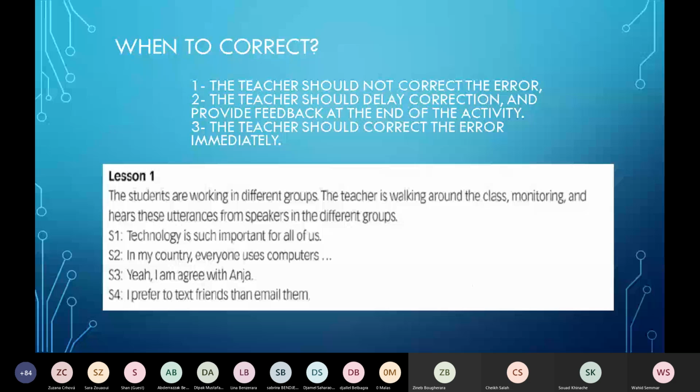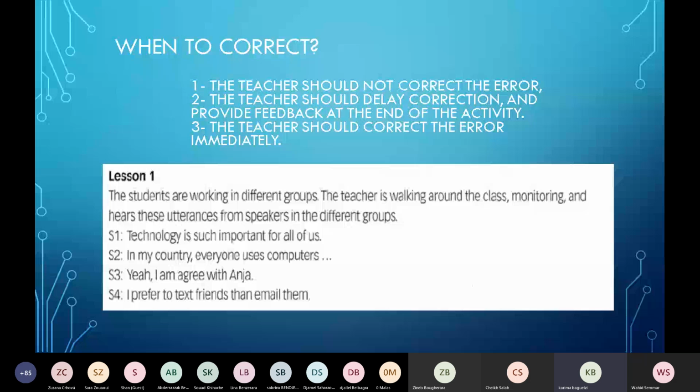Or maybe we have Karima. Karima, go ahead. Yes. Okay, for this example, I think the purpose behind this activity seems more about communication, of course. So for me, when it's all about communication and expressing yourselves or practicing the language, it is better to delay your correction because the main aim is to communicate and express yourself freely.